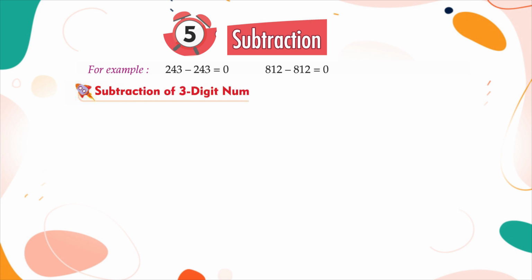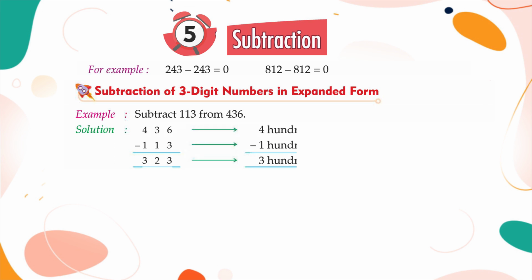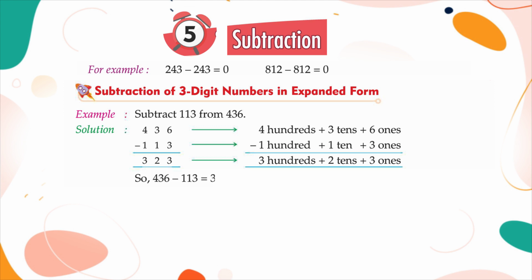Subtraction of 3-digit numbers in expanded form. Example, subtract 113 from 436. Solution, 436 minus 113 is equal to 323. Note that first subtract ones, then tens and then hundreds.